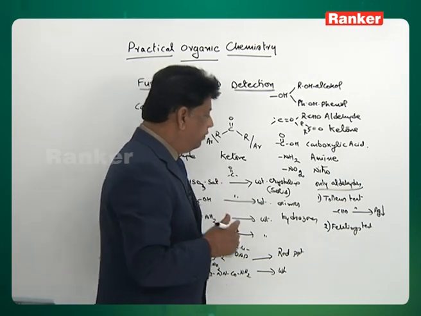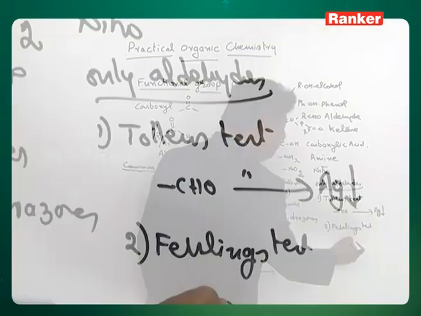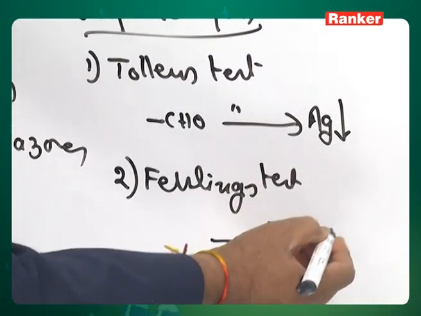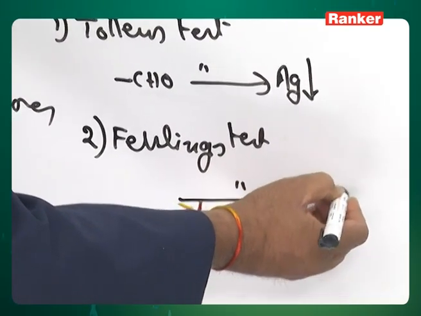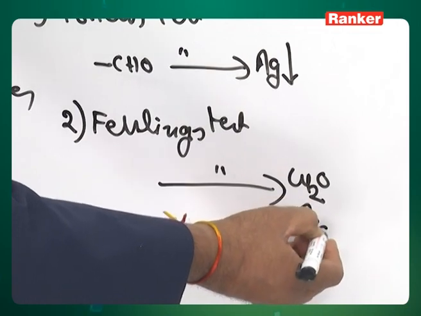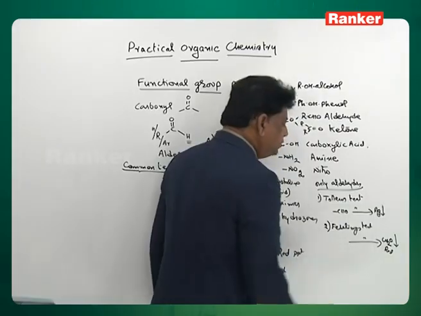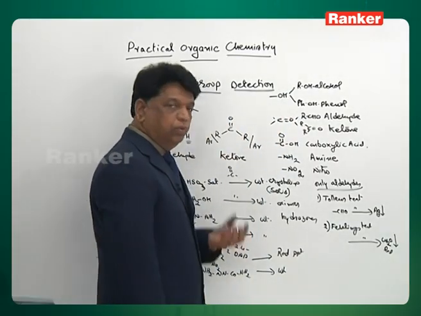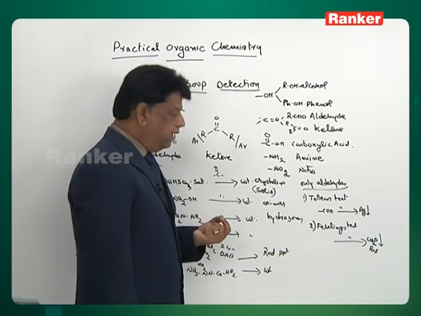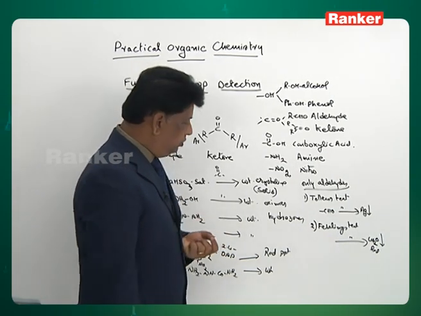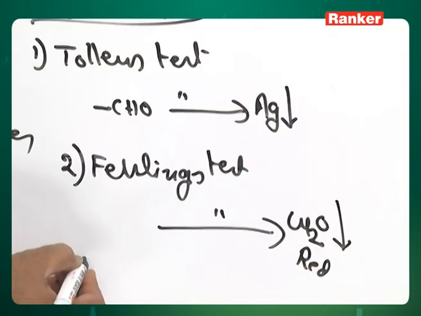When you add aldehydes only to that reagent, it will give the test, then you will get Cu2O, a red color precipitate formed, cuprous oxide, that is Cu2O. CuO will be there initially, that is converted to Cu2O in the Fehling test.